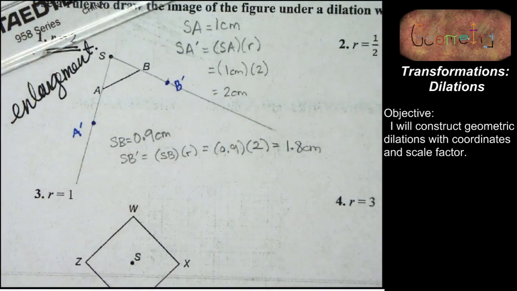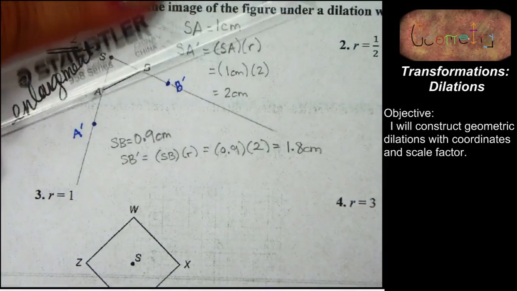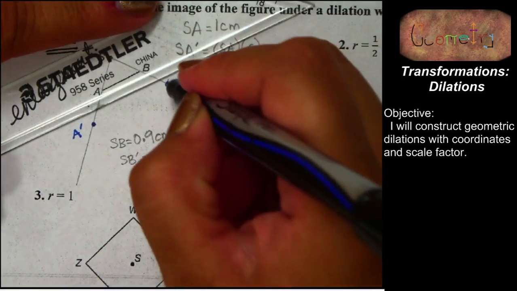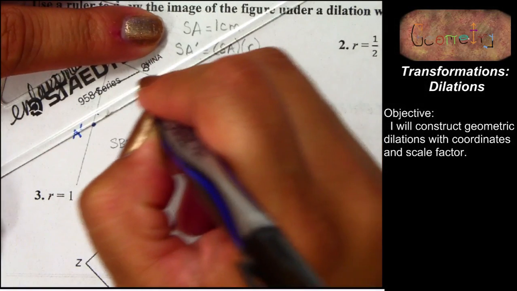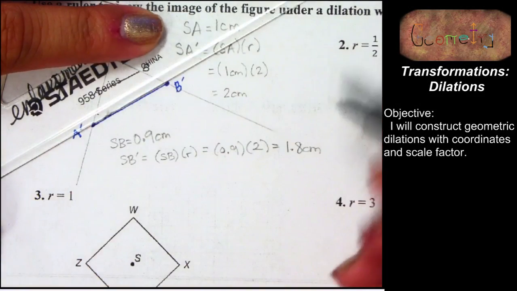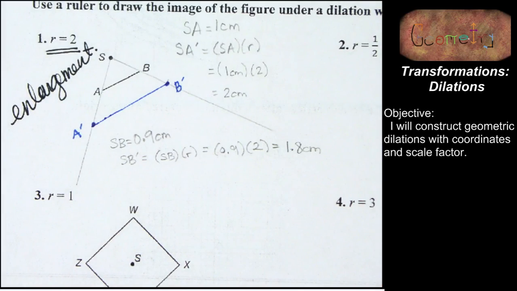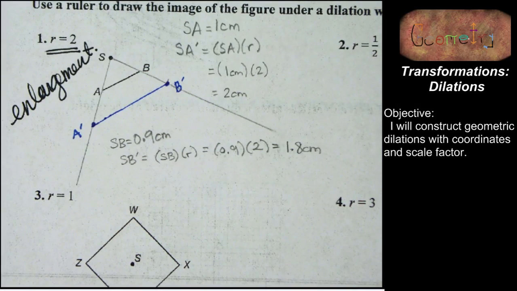Because this dilation is a transformation and we're doing it to the entire image, the entire pre-image, you must then connect the endpoints with a segment. Notice how your image is larger than your pre-image, because this is an enlargement and the scale factor was larger than 1.